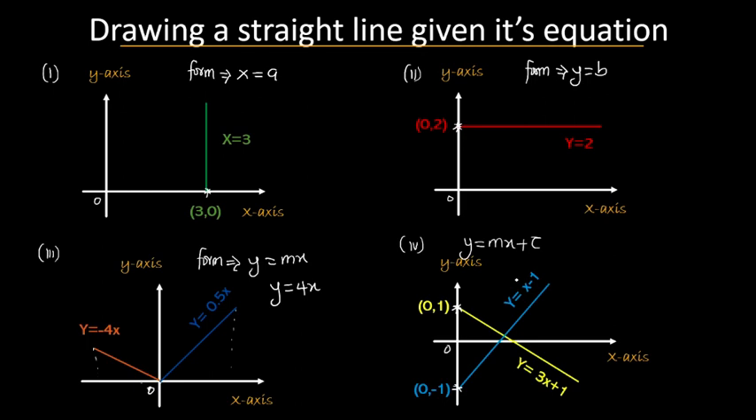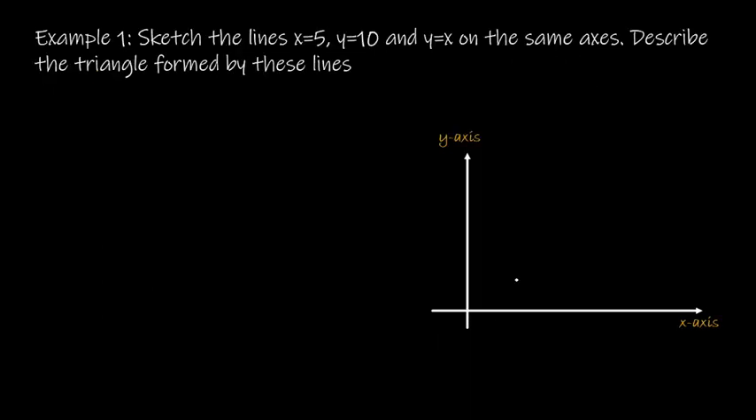Now let's have a look at an example of a given equation and how we can use those equations to draw a straight line on the Cartesian plane. We are to sketch the lines x is equal to 5, y is equal to 0, and y is equal to x on the same axis. We are to describe the triangle formed by these lines. This is a very good example, so let's go ahead and look at that.